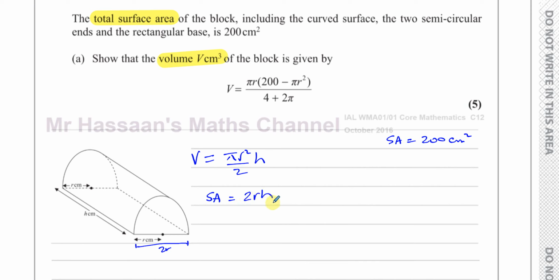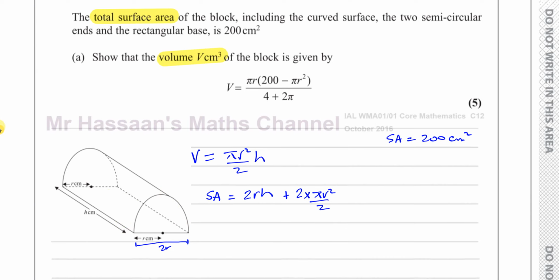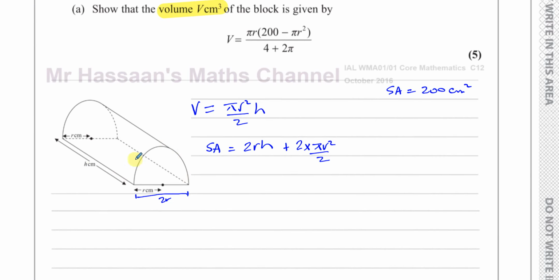2rh is the base. Then you have these two semicircles added together, which is basically, I'll just write it like this. We know that one of them is pi r squared over 2. There's 2 times. I'll write it like this for now, just for my steps. But we know that's going to become pi r squared. Those two together make a whole circle. That's the surface area of the two ends. Then you have the lateral surface area, which means the surface area of the curved part here.